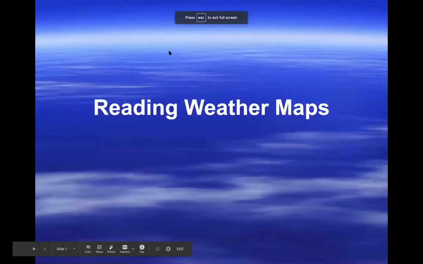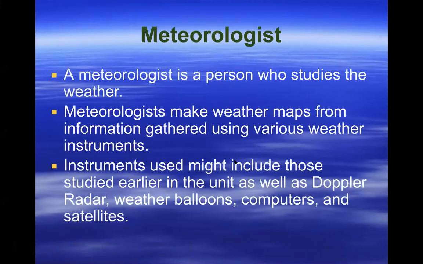Okay, reading weather maps. Now, a scientist that studies weather is called a meteorologist. Meteorologists make weather maps from information gathered using various instruments. Instruments used might include those studied earlier in your unit, such as Doppler radar, weather balloons, computers, and satellites. Of course, when you were in elementary, you studied thermometers, anemometers, and rain gauges, all those basic tools that meteorologists really use.